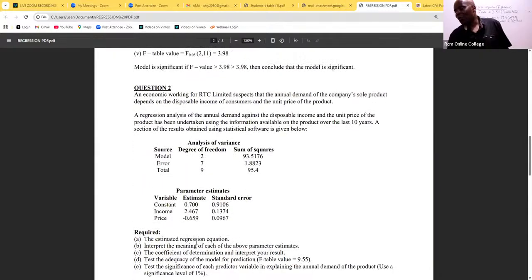So allow us to look at question number 2 before you go to your past paper. Question number 2, we are doing it together, and then we mark here live.